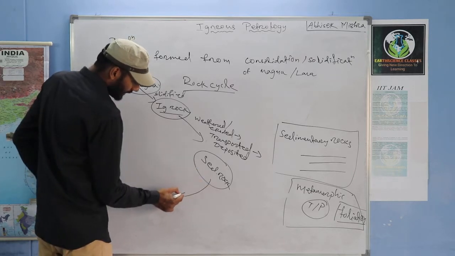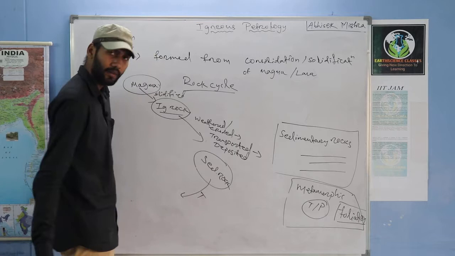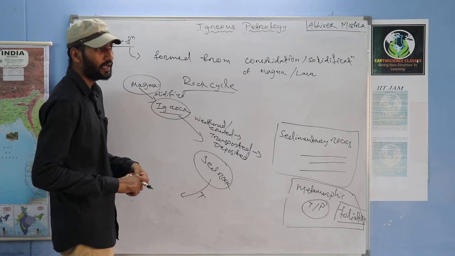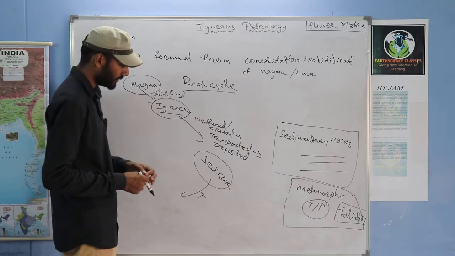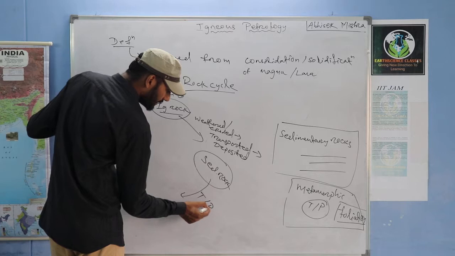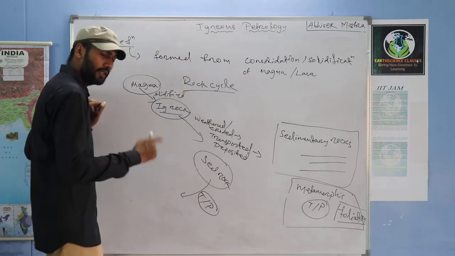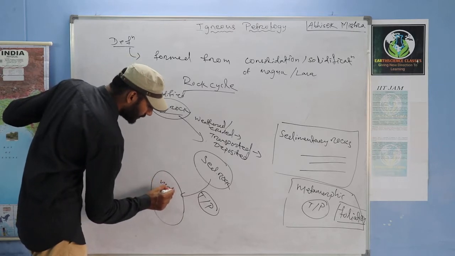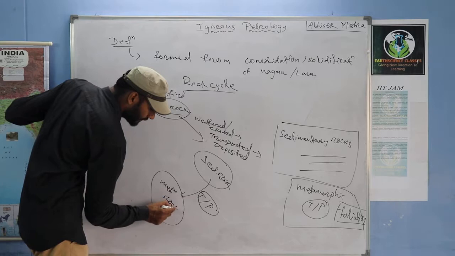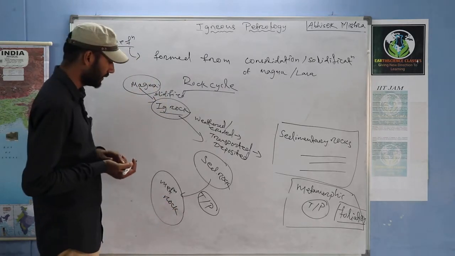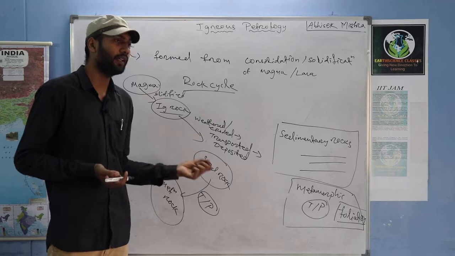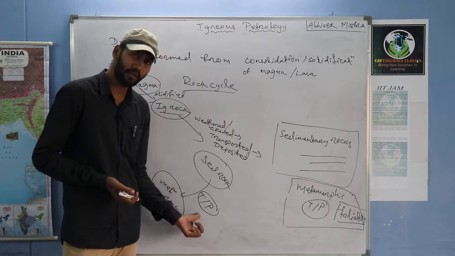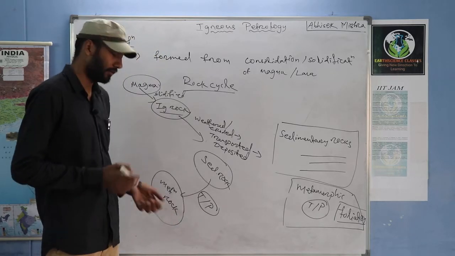Then what happens? This sedimentary rock forms at a certain temperature and pressure condition. Sedimentary rocks are deposited in basins, and the basins have certain temperature and pressure conditions. When the temperature and pressure conditions change for that rock, it will undergo metamorphism to produce metamorphic rock. So the sedimentary rock, deposited at certain temperature and pressure in the basins, undergoes temperature and pressure change to form metamorphic rocks.